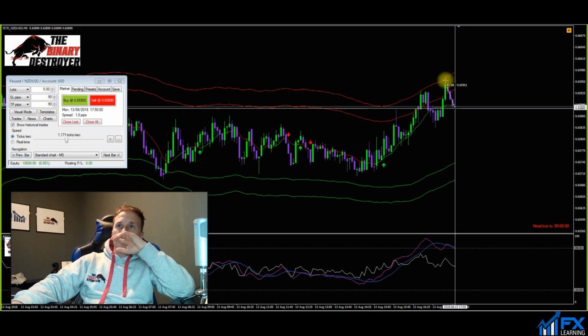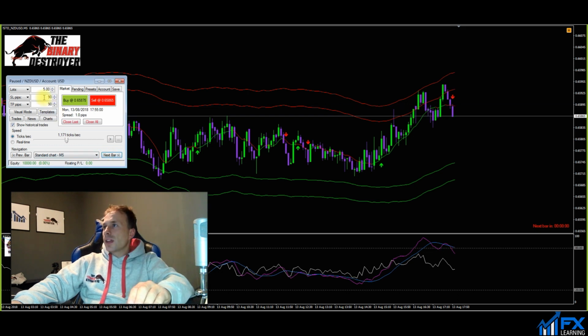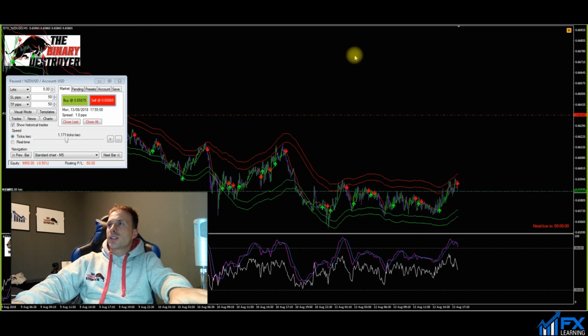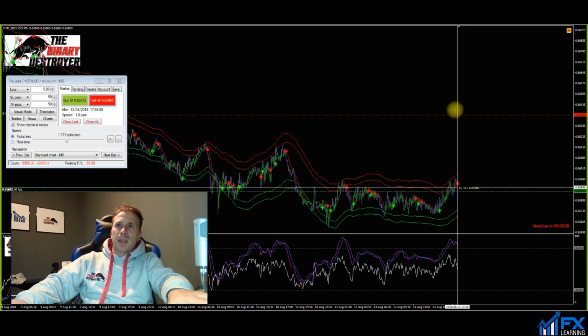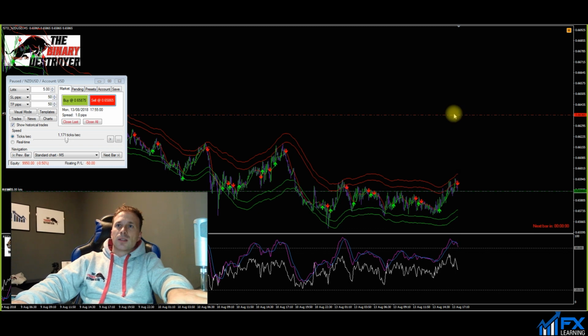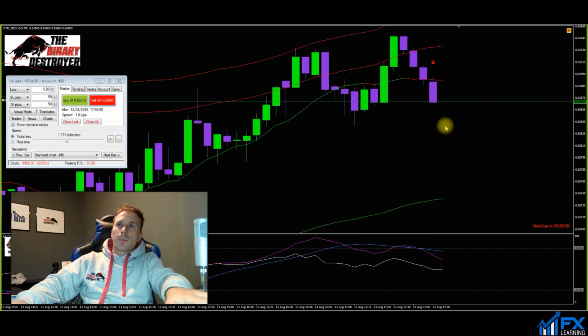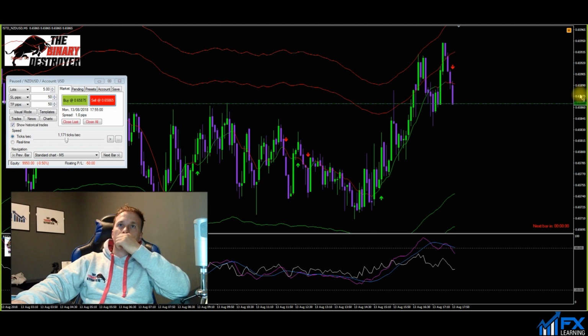Why is my stop loss not being set? Okay, let's try again. Let's go with a 50 pip SL and a 50 pip TP like that. Sell. Why can't I see the stop loss and take profit? Okay, I can. It's way up there. Weirdly, the pips on this do not make sense at all.